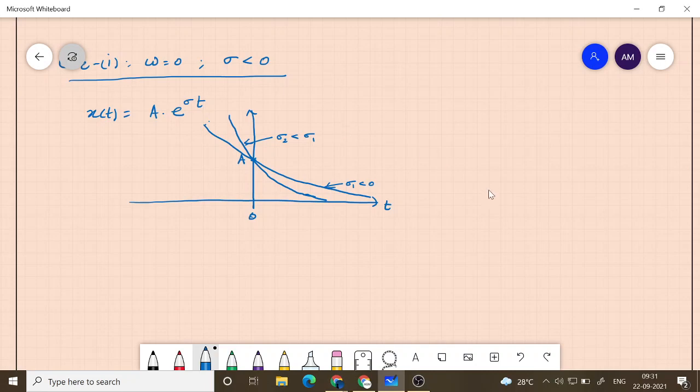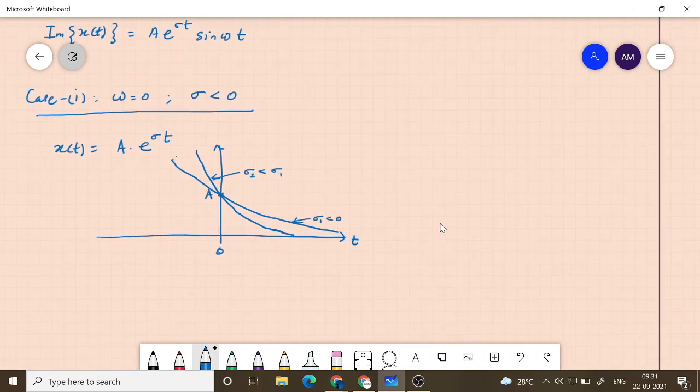Now let me also plot for the case where sigma is positive. What will happen if sigma is positive? Let us include both cases: number one, where sigma is negative, and the second case, where sigma is positive. If sigma is positive, it is an exponentially rising function. The expression is still the same. If sigma is positive, for the positive side it will rise.